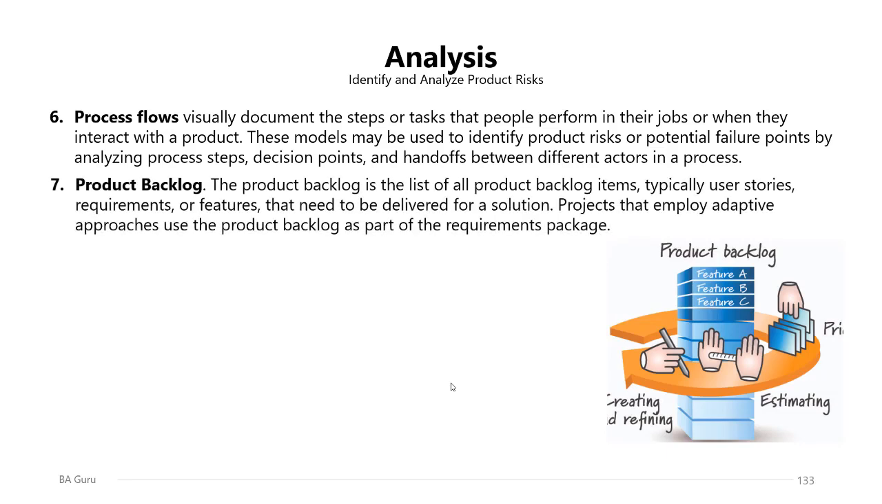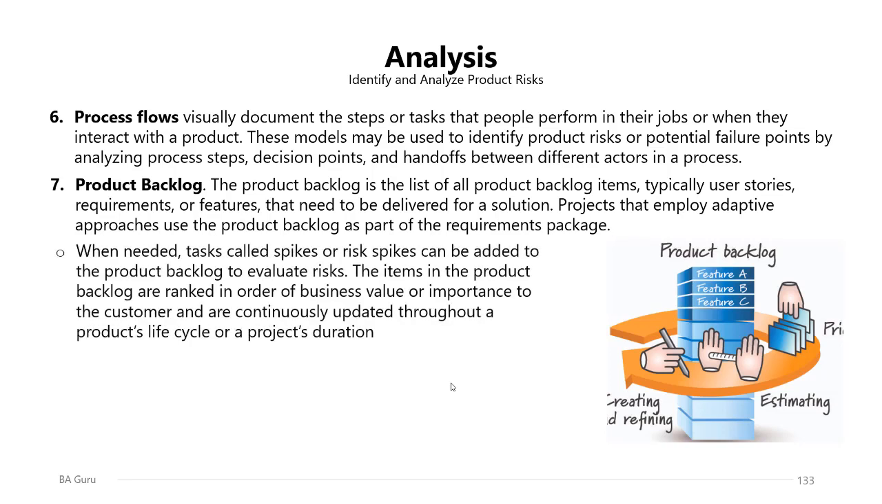The product backlog used in an agile environment is the list of all the product backlog items, usually represented in the form of user stories, requirements, or features that need to be delivered for a solution. Projects that employ adaptive approaches use the product backlog as part of the requirements package. When needed, tasks called spikes, or specifically risk spikes, can be added to the product backlog in order to evaluate the risks. The items in the product backlog are ranked in order of business value or importance to the customer and are continuously updated throughout a product's life cycle or a project's duration.